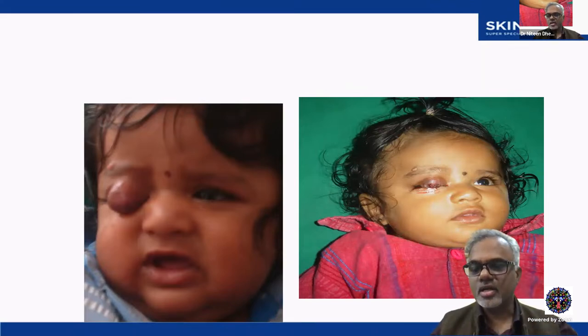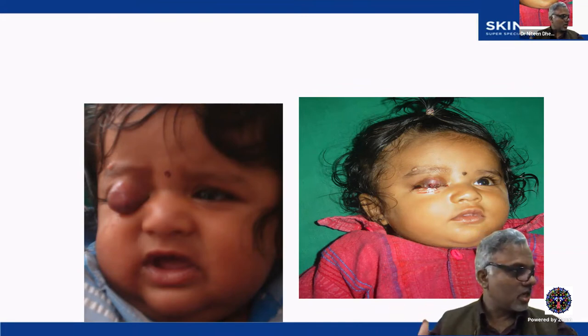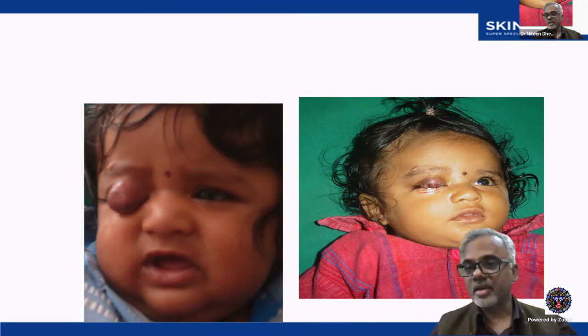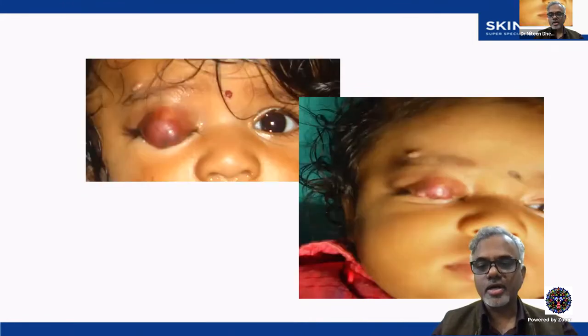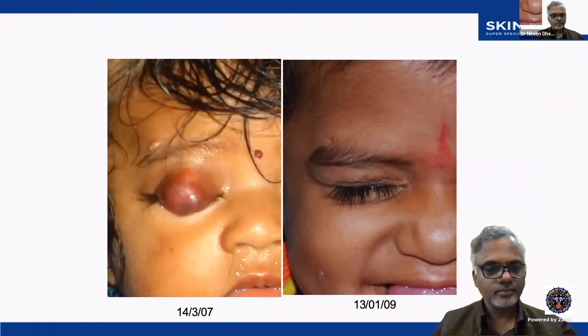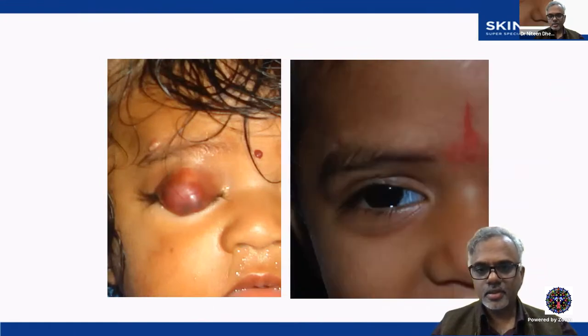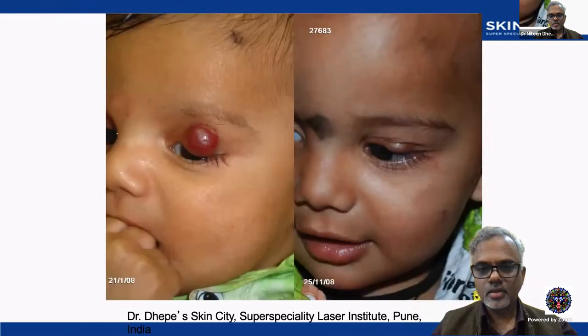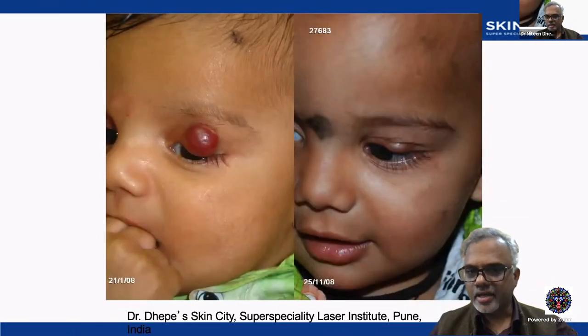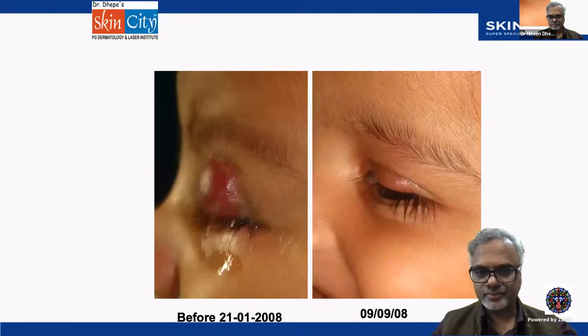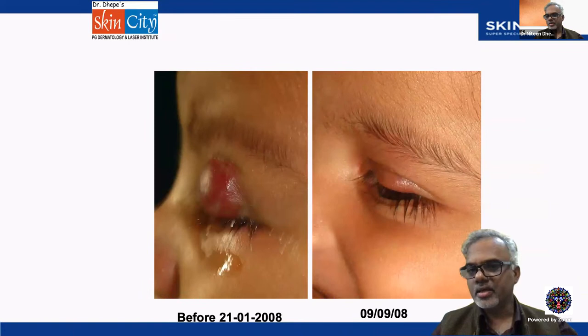Now the laser alone is not enough here. We first shrunk this with the laser, and then my friend Milind Naik operated on it to reshape the eyelid. But if we start hitting early, there is no surgery, only laser can control the growth. You can see it very nicely controlling the growth without scarring, without deformity. No need of surgery here if you start early.